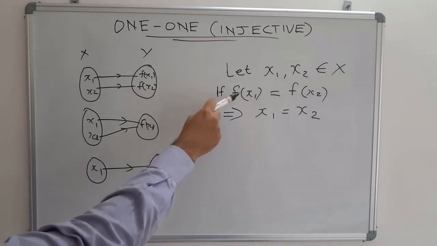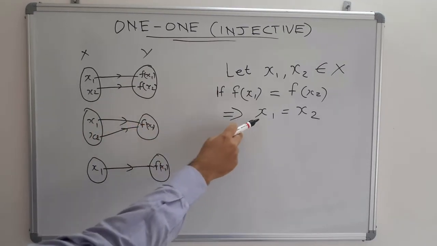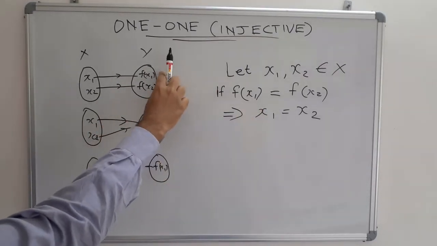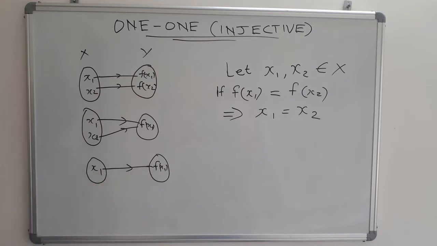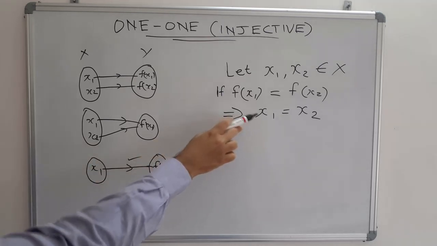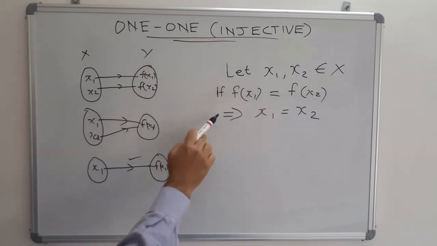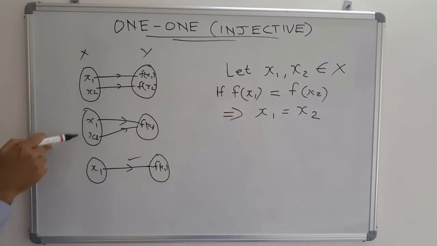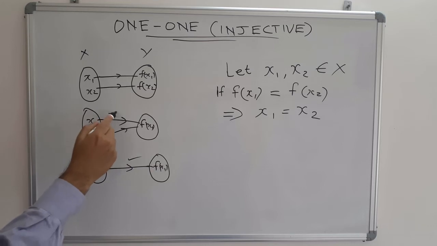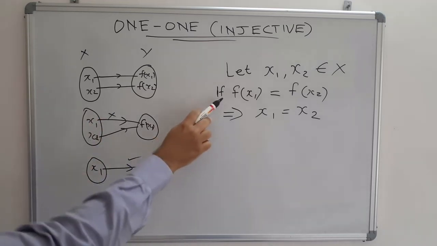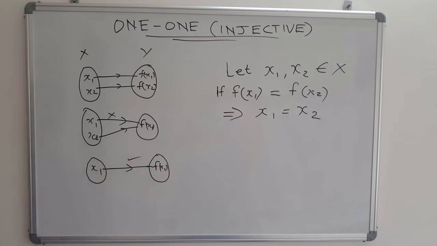That means if f of x1 is equal to f of x2 implies x1 equal to x2, when both are the same, that implies there is only a single element which is mapped from the domain. So this is the definition for one-one function. And if f of x1 equal to f of x2 does not imply x1 equal to x2, it will be like this. So it is still a many-one function. It's not a one-one function. If it implies x1 equal to x2, it will be like this. And this is the definition for one-one function.